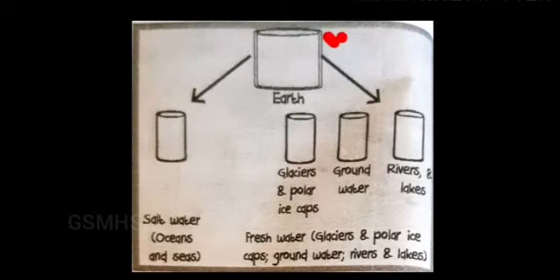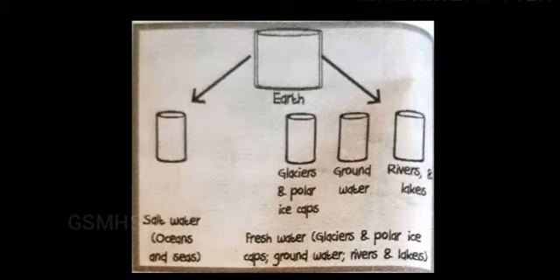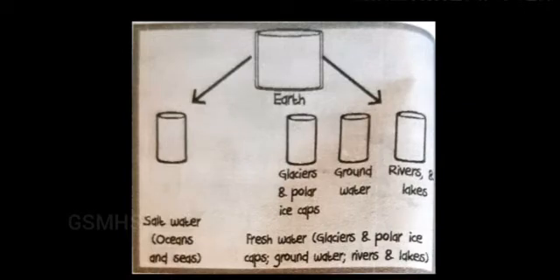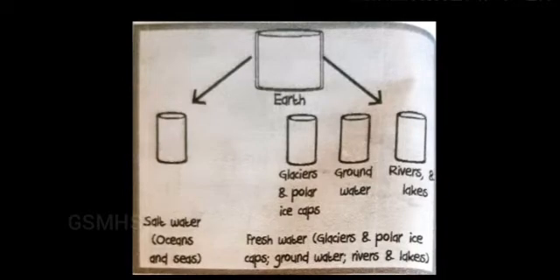This tumbler represents Earth and the water in it represents the water present on Earth. Different cups represent the different sources of water on Earth, based on the amount of water distributed in the cups. We arranged the sources as follows: oceans and seas with the most water, followed by glaciers and polar ice caps, then groundwater, and lastly the water in rivers and lakes.